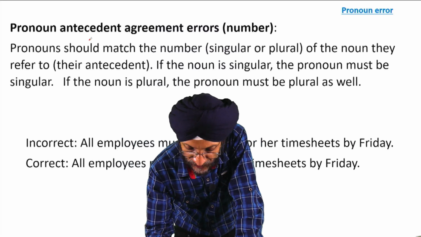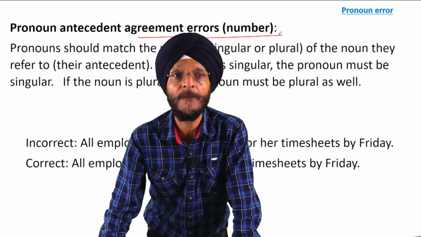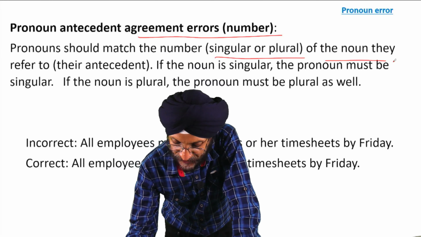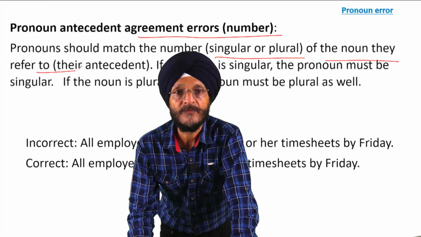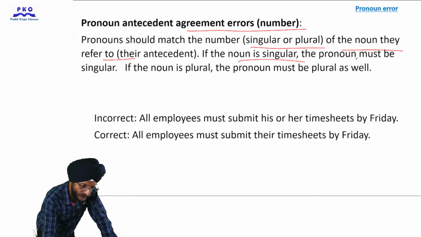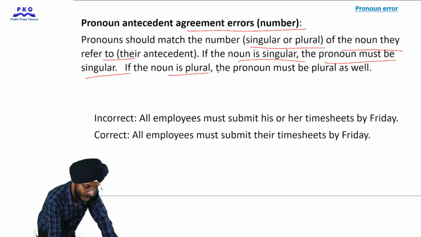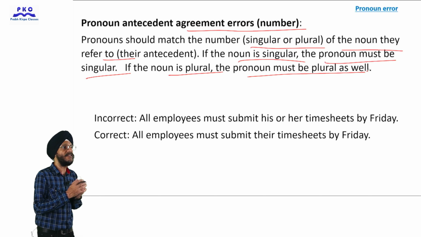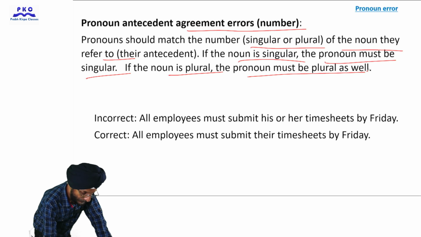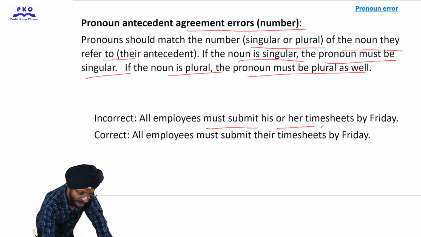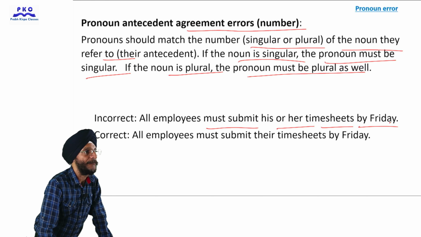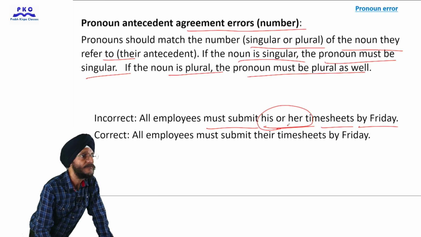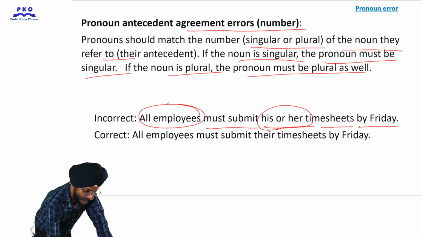First is pronoun antecedent agreement errors, number. Pronouns should match the number of the noun they refer to. If the noun is singular, the pronoun must be singular. If the noun is plural, the pronoun must be plural as well. Here is an example. All employees must submit his or her timesheets by Friday. So his or her is a pronoun. Here all employees is a noun.